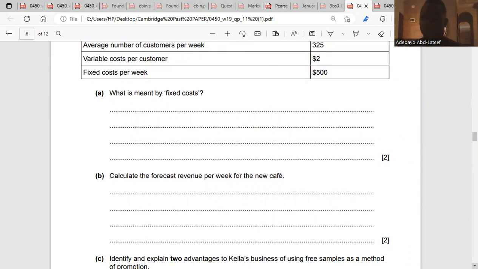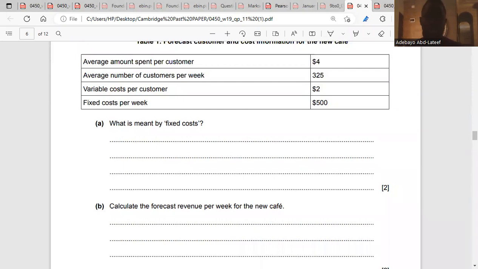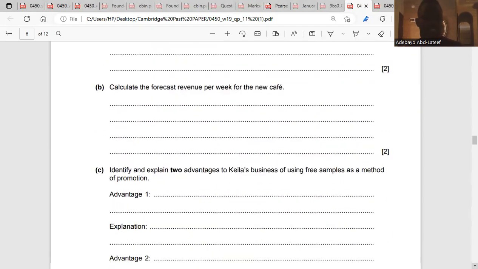Second, calculate the forecast revenue per week for the new cafe. So how do you calculate your total revenue? You multiply the quantity by the price. Price multiplied by quantity. So we have the average amount spent per customer, which is $4, multiplied by the average number of customers per week, which is 325.